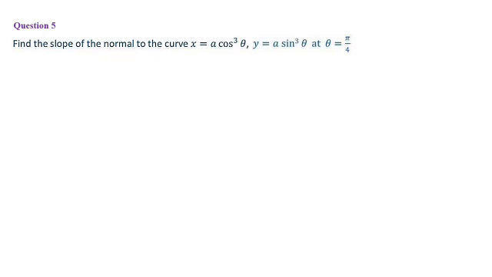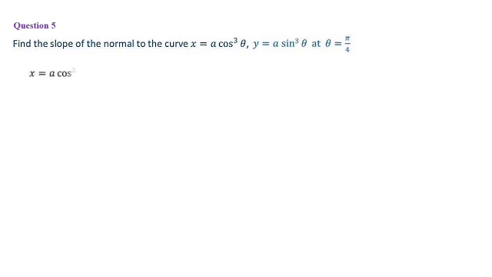For that we need to find dy by dx. But here again there is a problem. Dy by dx we cannot calculate directly, because x is given separately and y is given separately. X in terms of theta is given, and y also in terms of theta is given. So first of all we have to find dx by d theta. Dx by d theta we have to calculate, and dy by d theta we also need to calculate, because x and y are both in terms of theta. That is what we have to find out first. Then we have to find dy by dx.